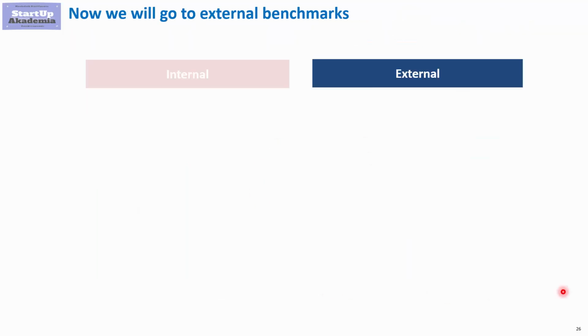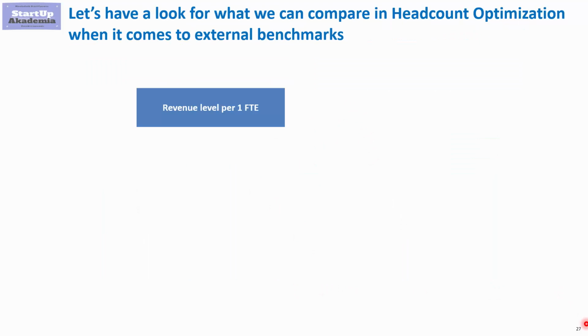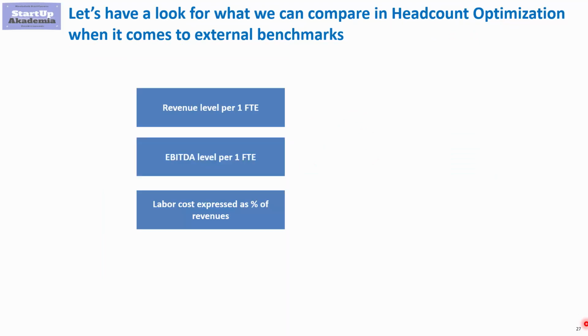Now let's move to external benchmarks, and here we would be comparing first of all revenue level per one FTE, EBITDA level per one FTE, and labor cost expressed as a percentage of revenues. Those sorts of benchmarks help you identify roughly what is the potential in headcount reduction. Bear in mind that you have to have roughly comparable data, and in some cases, some companies may have a lower number of people because they are using independent contractors and third parties. So in other words, artificially, the employment in their structure is smaller than in the company that we are analyzing. So always try to make sure that you're comparing apples to apples.